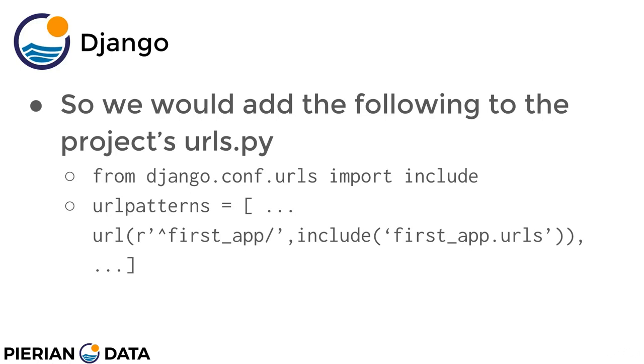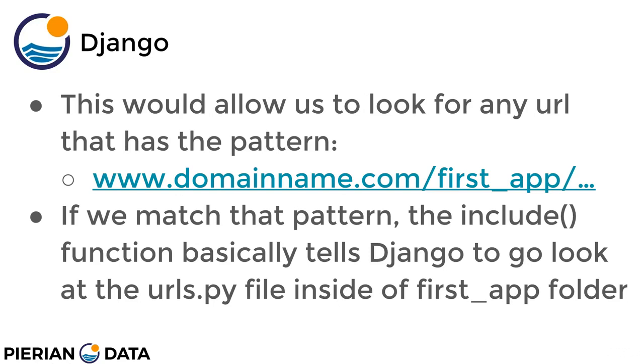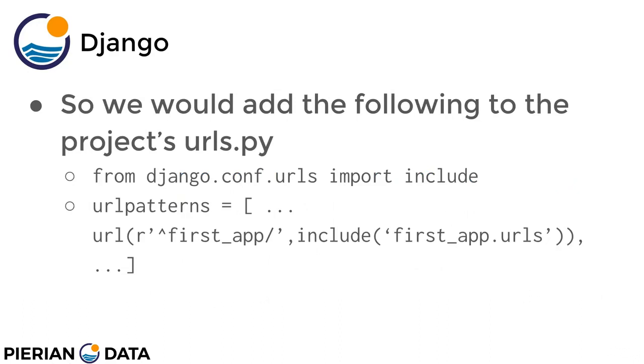And this will all make a lot more sense when we actually code this out later on. But just to touch upon what I just explained, basically what this does, it's allowing us to look for any URL that has this sort of pattern, www.domainname.com/first_app, or whatever you happen to have put there in that first regular expression. In this case, I'm just calling it what the application was called, first_app/.